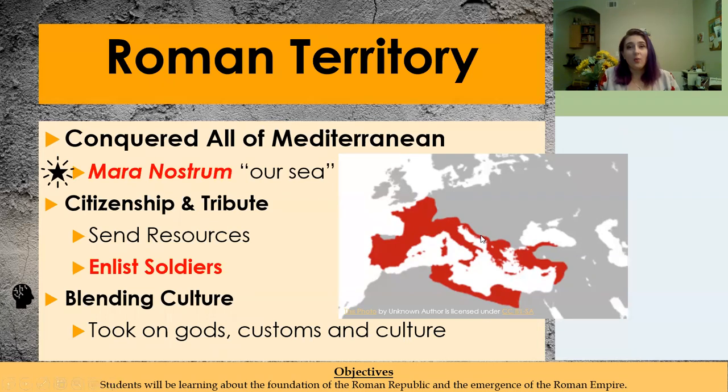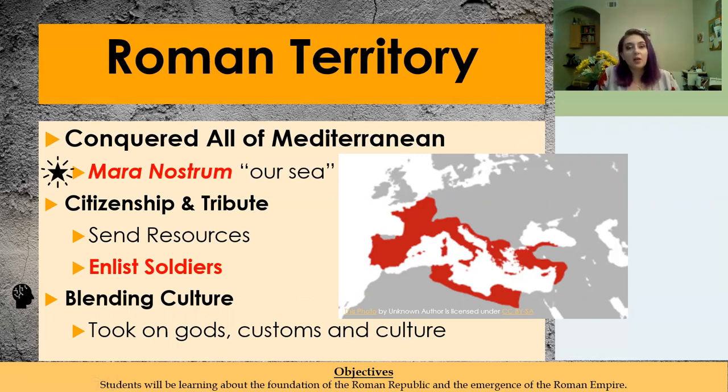They went all the way up to Spain and Great Britain. They went down here, they went over here, basically conquered all of the Mediterranean Sea and called the Mediterranean Sea Mare Nostrum, meaning our sea. So they basically said, we're the rulers of the sea now, we control it.